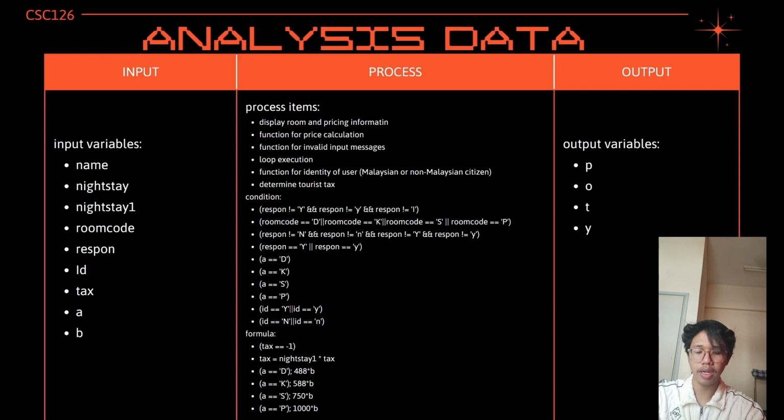As for the conditions A equal D, A equal K, A equal S, A equal P, they are used in a function to calculate the price. Meanwhile, ID equal Y and ID equal N are used to determine whether the user is eligible for tax or not. Finally, we have the formulas, which are tax equal -1 and tax equal to night stay 1 multiplied by tax. Moving on to output, their variables are the parameters for another function that displays the receipt, and our output variables are P, O, T, and Y.